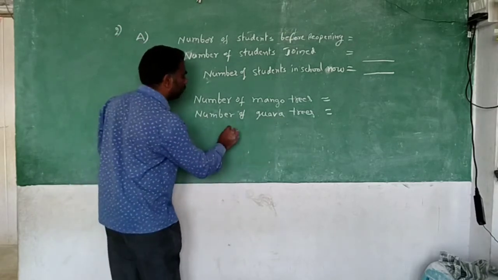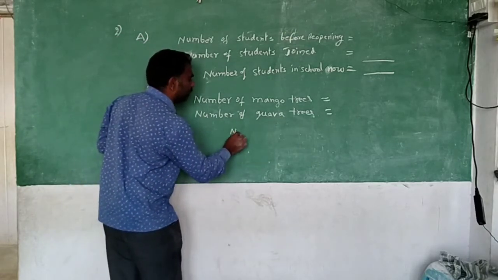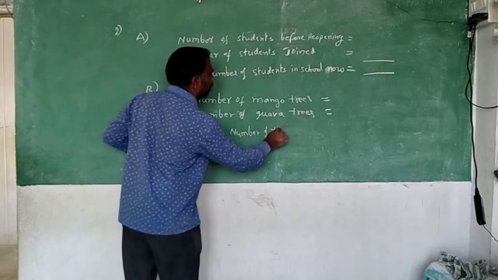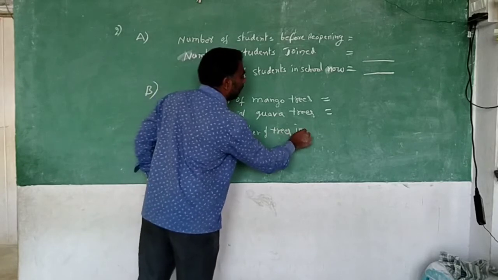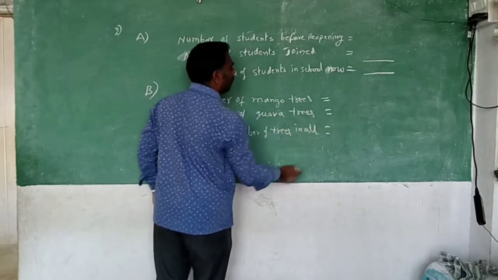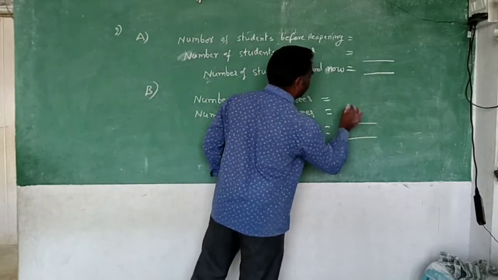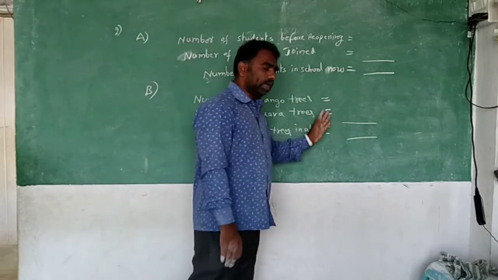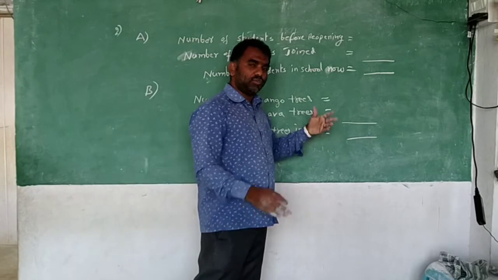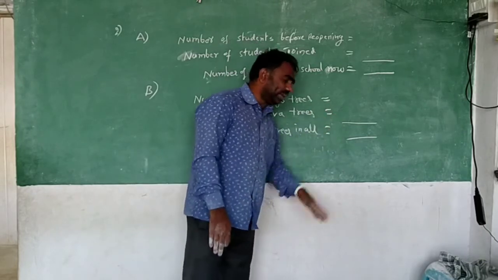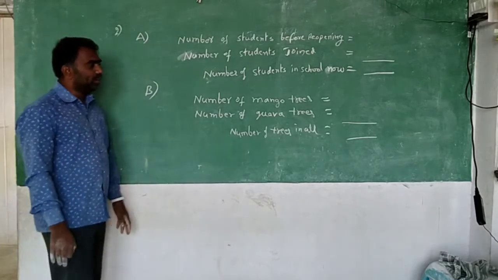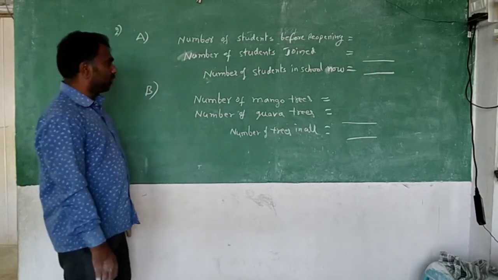Now what are you going to find? Number of trees in all. In all means what should we do? You know that? Yes, addition. Write the numbers carefully in order and then do the calculation, addition or subtraction, whichever you want to do, and write the answer. So I think you have understood these 2 verbal problems.